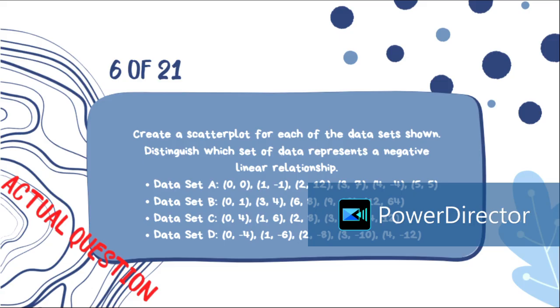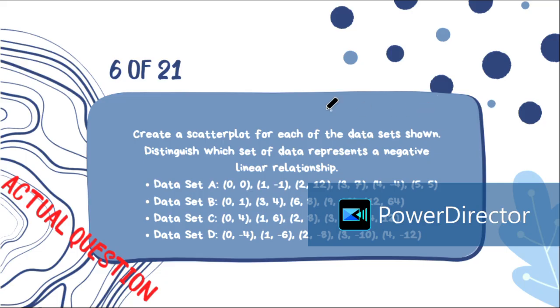Here's number 6. Create a scatter plot for each of the data sets shown. Distinguish which set of data represents a negative linear relationship. So in order to do this, we are going to go over to GeoGebra.com, and I'll show you how to make the first one as a scatter plot so that you can see that process, and then it's your responsibility to do the rest and figure out which one has a negative linear relationship.